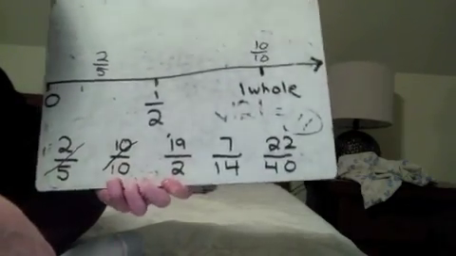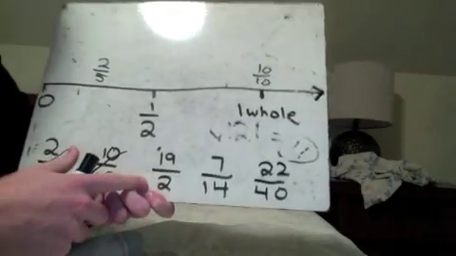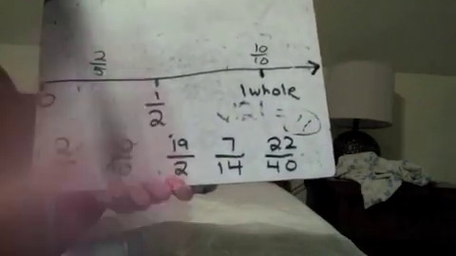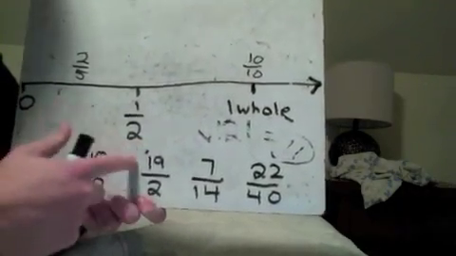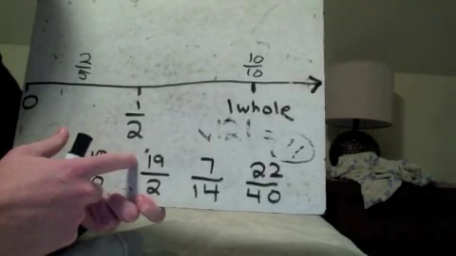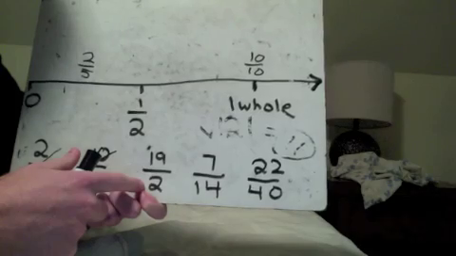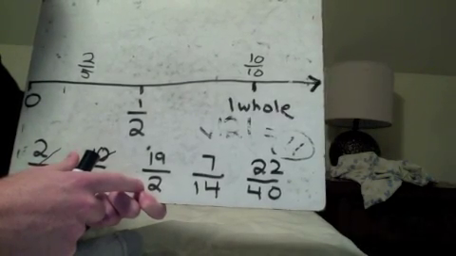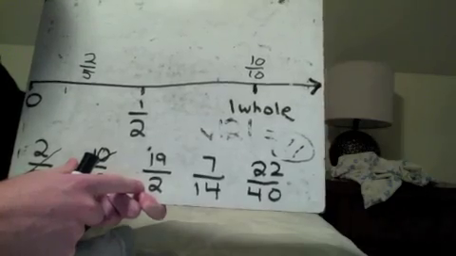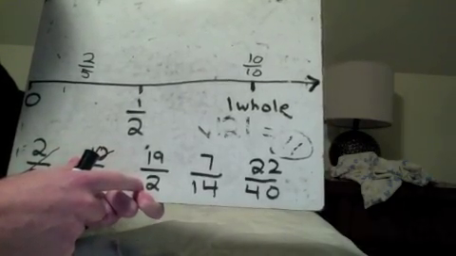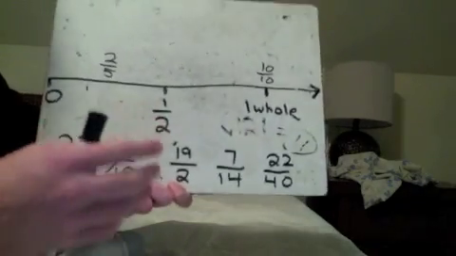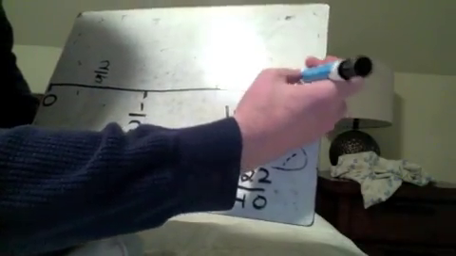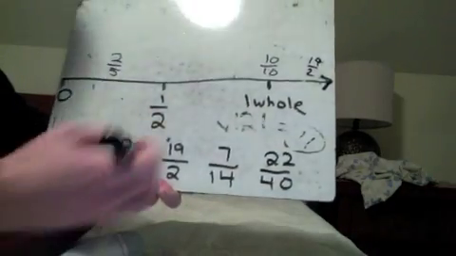Okay, 19/2. This 2 at the bottom indicates that my brownie pan is only cut into 2 pieces. Those are pretty big brownies. And it says I have 19 of those brownies. Well, the pan only has 2 in it, so obviously I've got more than a pan. 19 is more than 2. If this was a 2, I'd have the whole pan, but since it's 19, I have a lot more than the whole pan. So this is going to go down in our section where it is more than one whole.